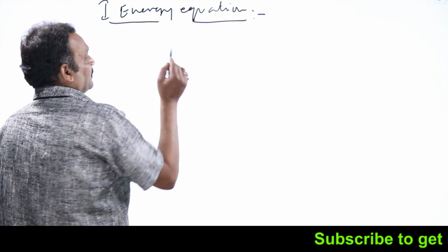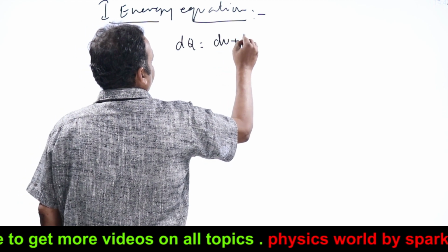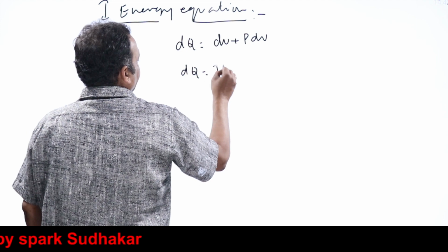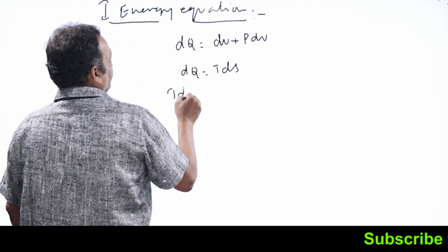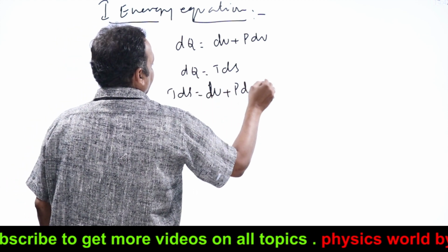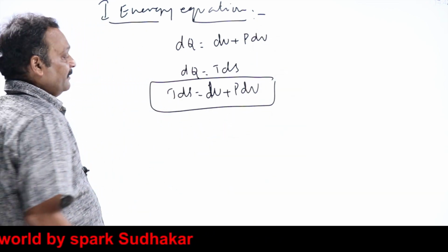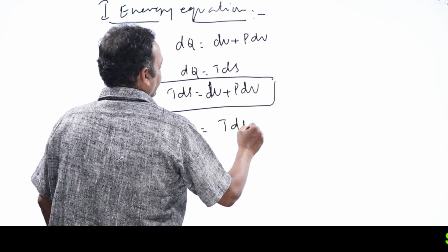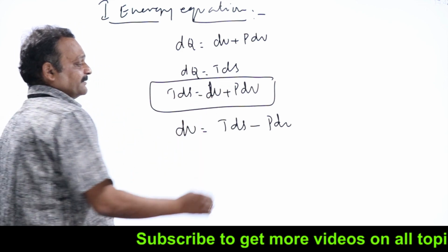From the first law of thermodynamics, we have dq equal to du plus pdv. The second law says that dq equal to Tds. So wherever dq is there, put Tds. So Tds is equal to du plus pdv, the equation combining the first and second laws of thermodynamics. From this, the change in internal energy, du equal to Tds minus pdv.